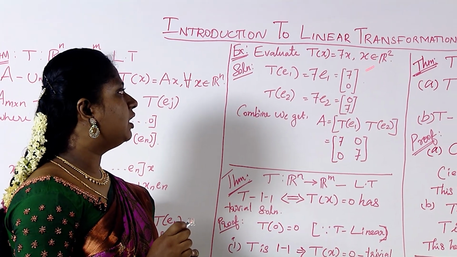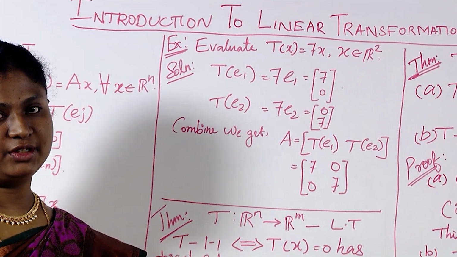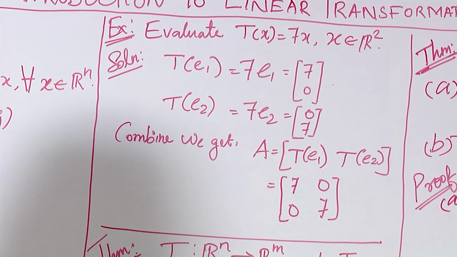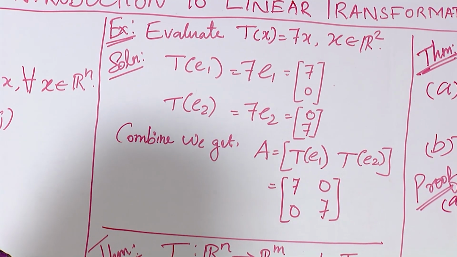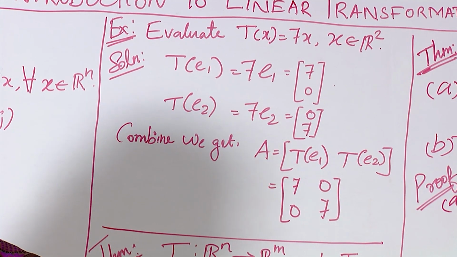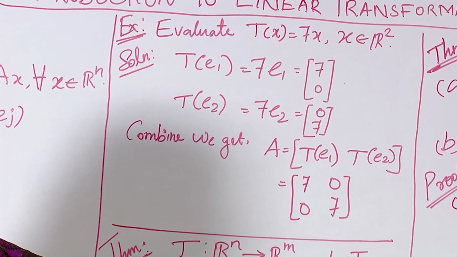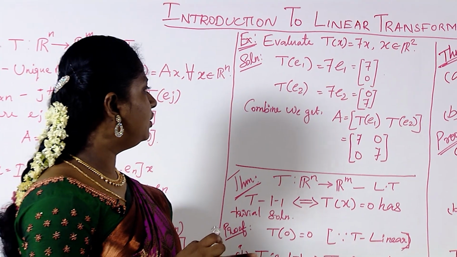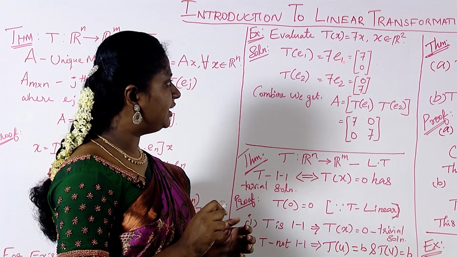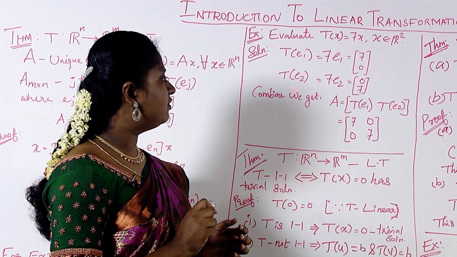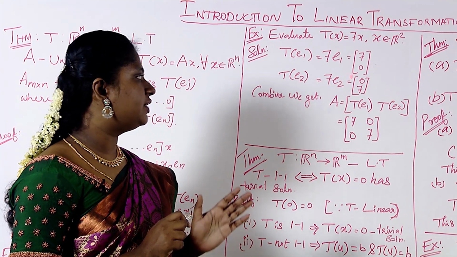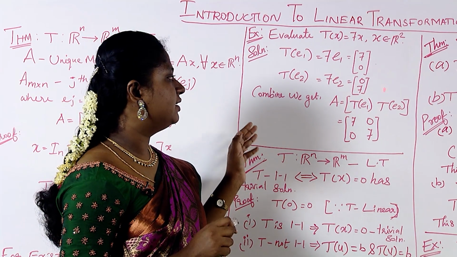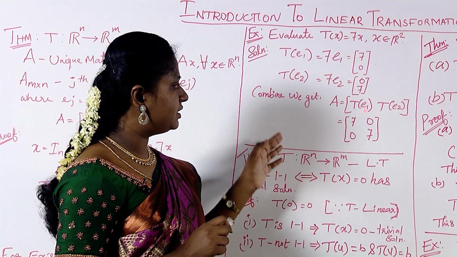So, now since we are talking about R power 2, it is enough if you talk about E1 and E2. E1 is nothing but the column vector having 1 in the first place, and E2 is again a column vector having 1 in the second place. So, now you have T of E1 equal to 7 E1, that is 7 0, and T of E2 is equal to 7 E2, that is 0 7. So, what you have to do is combine the columns and write. It is not like doing any operation, this is like combining.